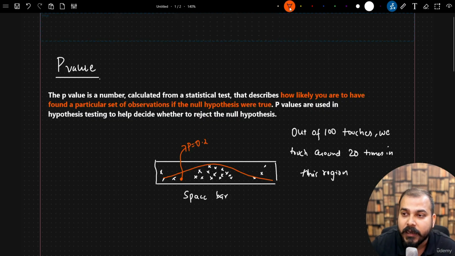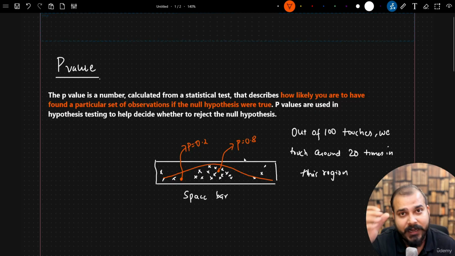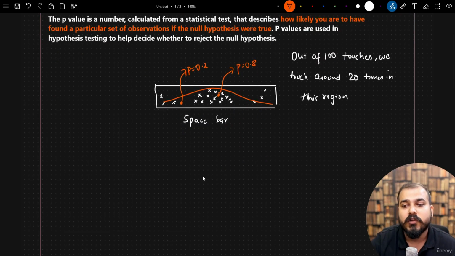Similarly, let's consider that in this region my p-value is 0.8. Now this basically means out of 100 touches, how many times am I touching over here? Somewhere around 80 touches, right? So this is how we can think of the p-value right now. But let me go ahead and explain with the help of hypothesis testing. Here I will also be taking an example. So let's talk about hypothesis testing.